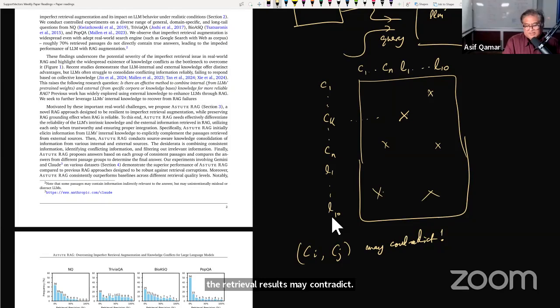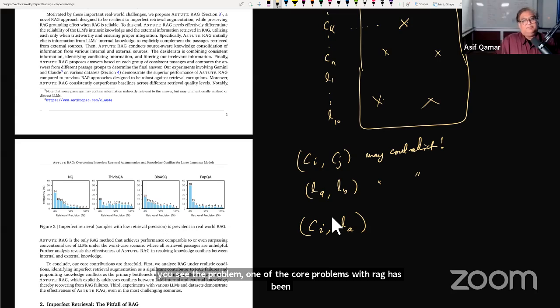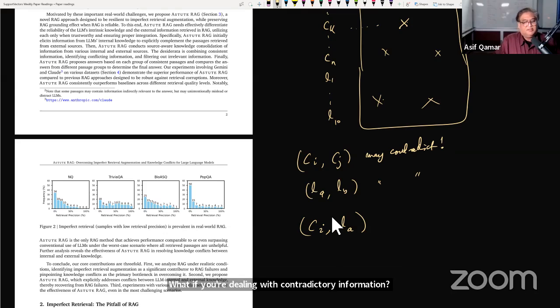Hopefully, sometimes it happens, though not commonly, but even the LLM generation may contradict each other, or some of the candidate results from retrieval may contradict some answer from the LLM, right? So you see the problem, one of the core problems with RAG has been, what if you're dealing with contradictory information? What if, for example, the LLM believes that the Earth is round, or spherical, but you're feeding it information which is actually saying that the Earth is flat.